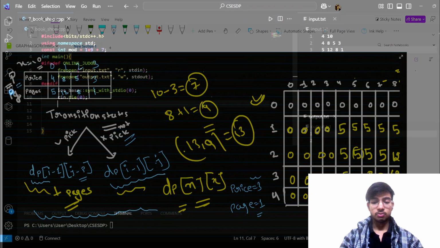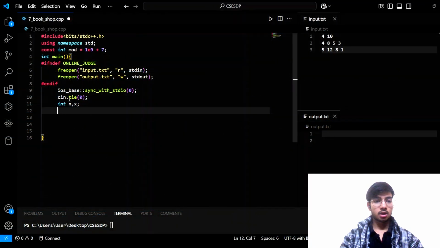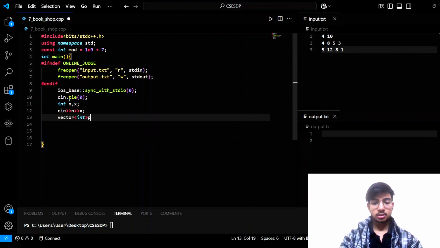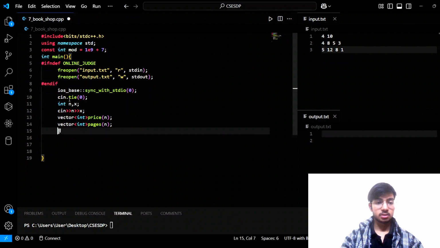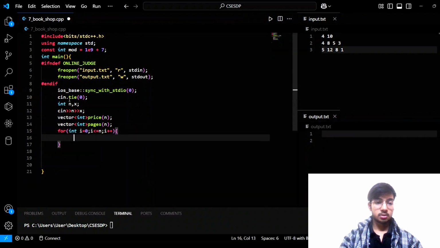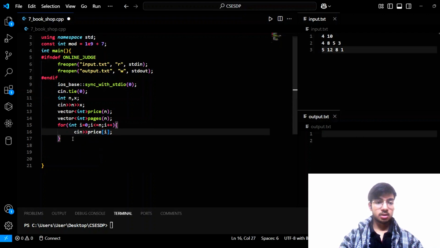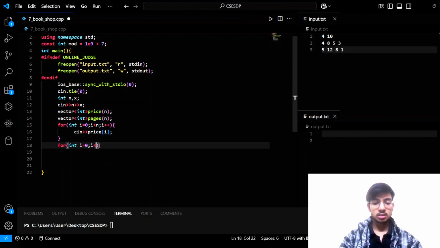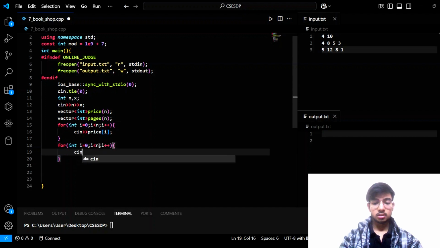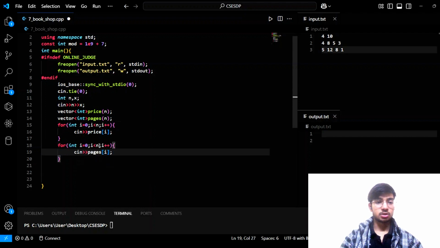So let's try to code it. We have n number of books and we have the prices x, right? Let's take the input. Let's define the vector of price of size n. Let's define the vector of pages of size n. Perfect. Let's take the input: for i equals 0, i less than n, i plus plus, cin price of i, and similarly for pages of i. Yes, this is the input.